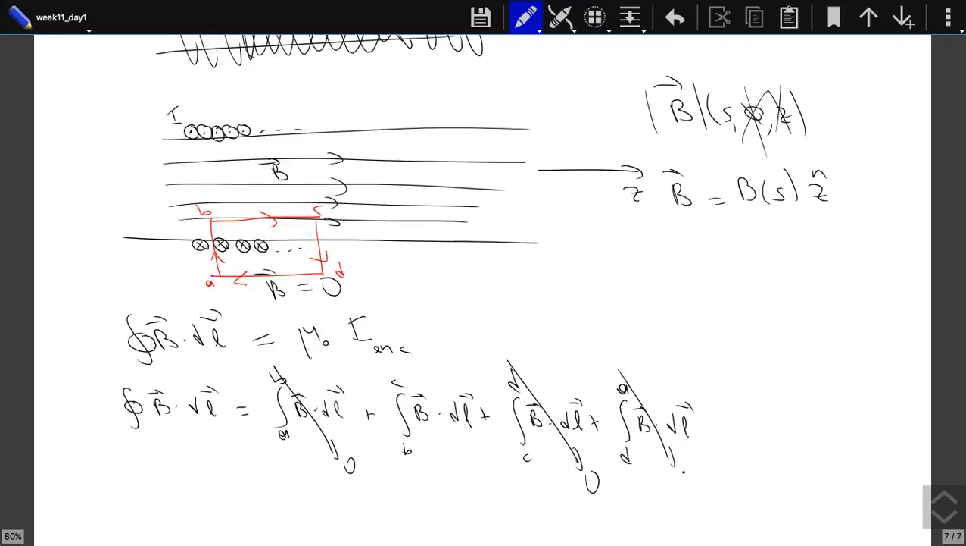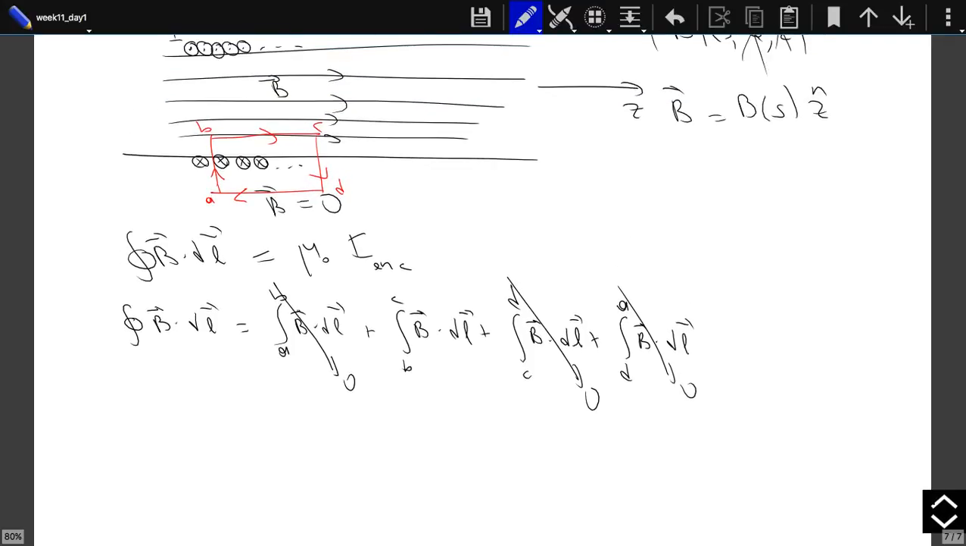So the only remaining part is the integral from B to C, and from B to C, the dl vector is nothing but dl in the z direction. So this integral becomes B_s times dl from B to C. Let me call this length L. Well, B_s is constant. S is constant from B to C. Remember, S is the distance from the center of the solenoid, and the B to C line is parallel to the axis of the solenoid. So S is constant, I can take it out. The remaining integral is nothing but L.